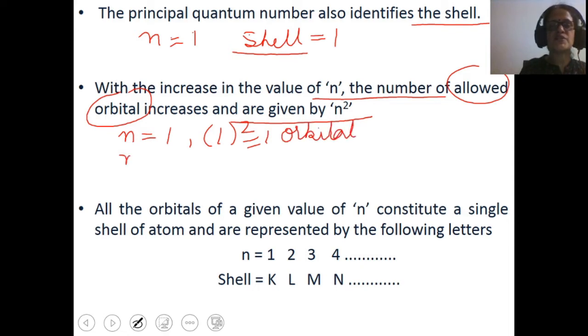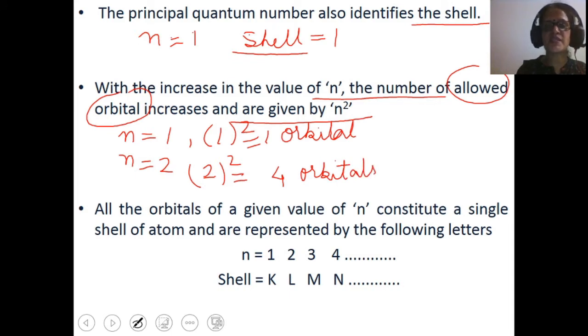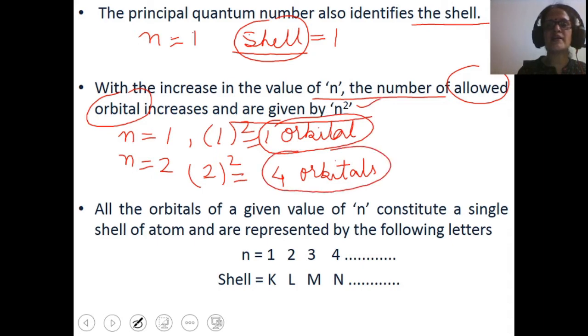If n is equal to 2, allowed orbitals will be equal to 2 square, which means 4. So the second shell consists of 4 orbitals. Similarly, n is equal to 3 means third shell. The third shell consists of 3 square, which means 9 orbitals. So we can say that the principal quantum number determines the number of shells, and with the value of the principal quantum number we can also calculate the number of allowed orbitals present in a shell by using the formula n square.